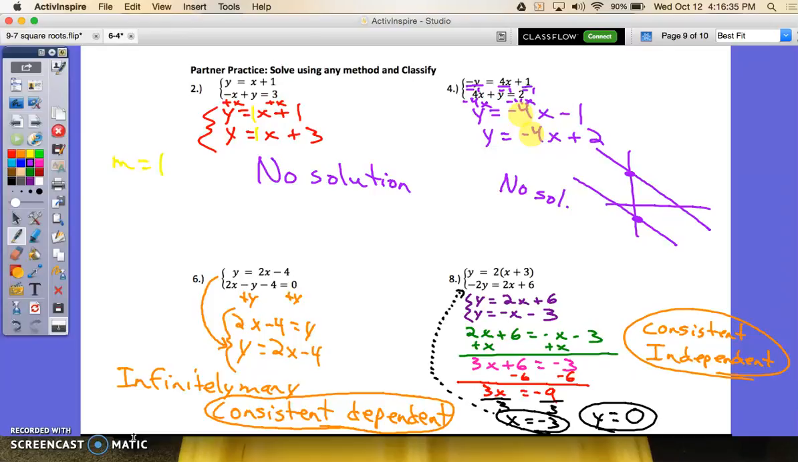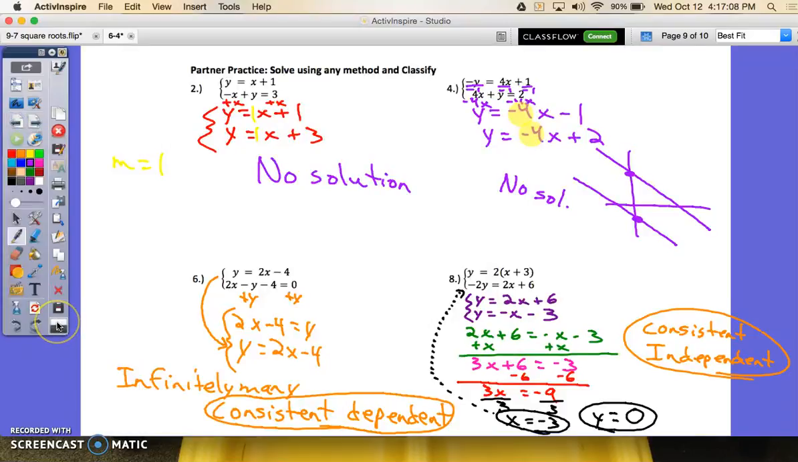You notice the first one, number 6, actually works out to the exact same equation. This and this are both the same equations, therefore there are infinitely many. That would be consistent dependent. Number 8 actually works out perfectly like a regular problem. So we solve this, we come out to x being -3, y being 0 for both of those, and that would be then classified as consistent independent.